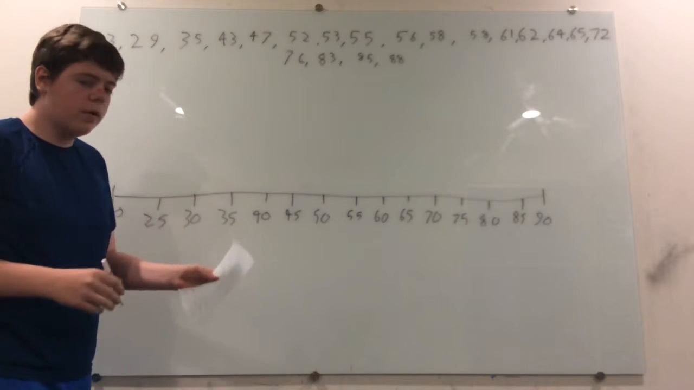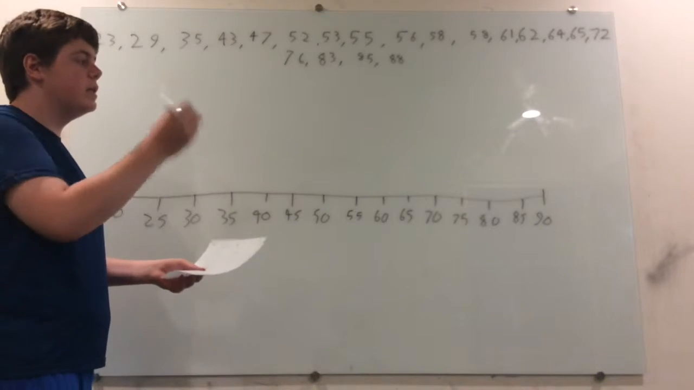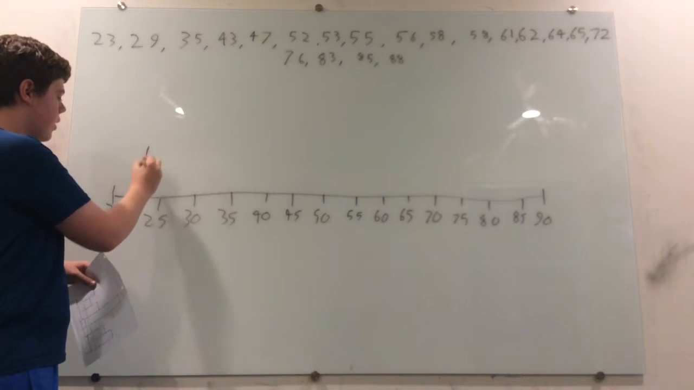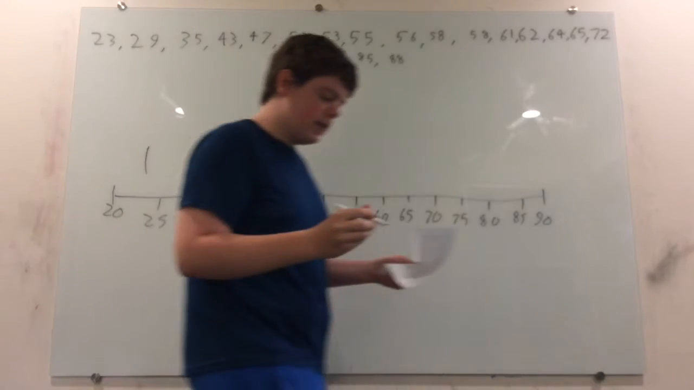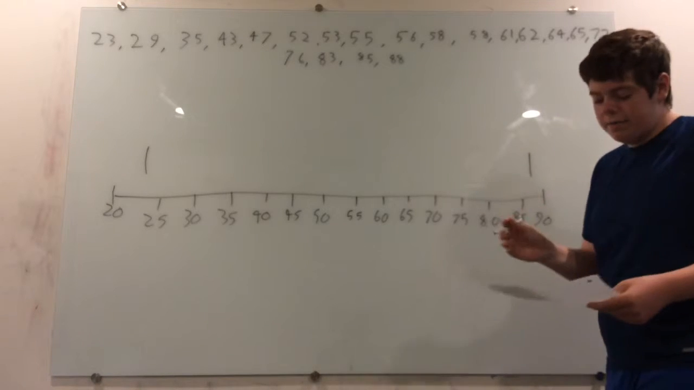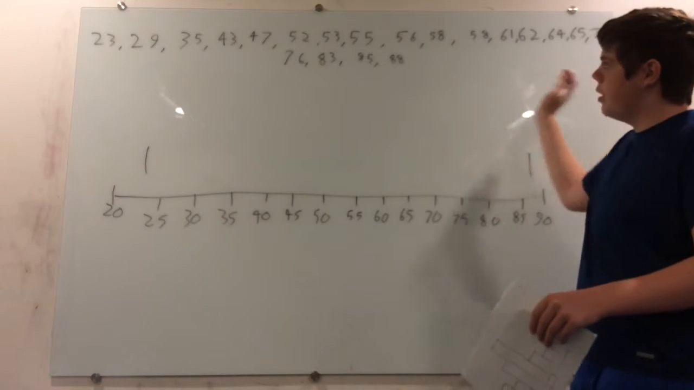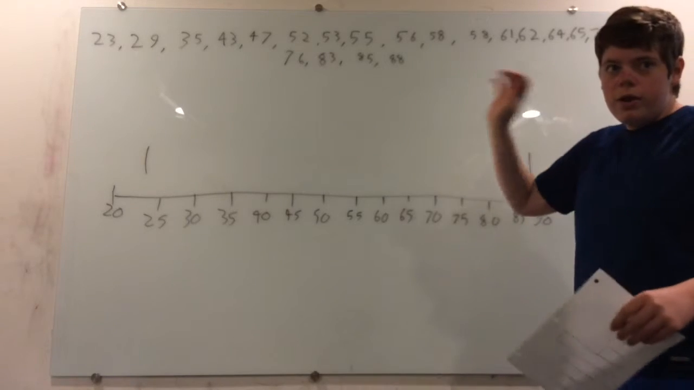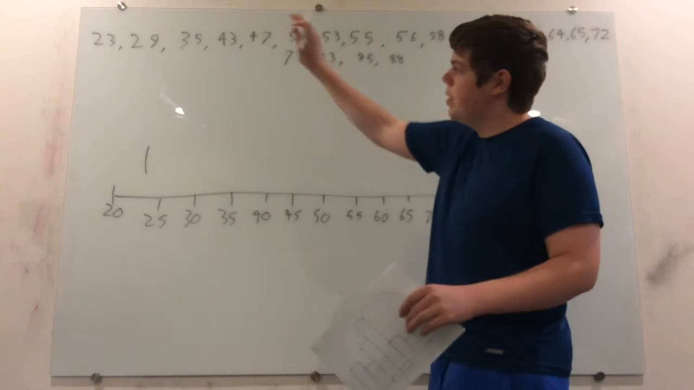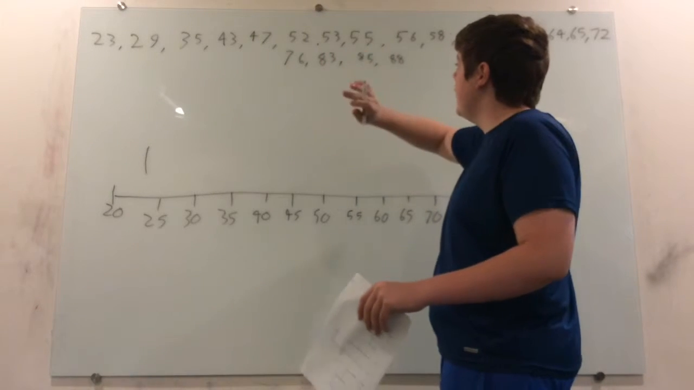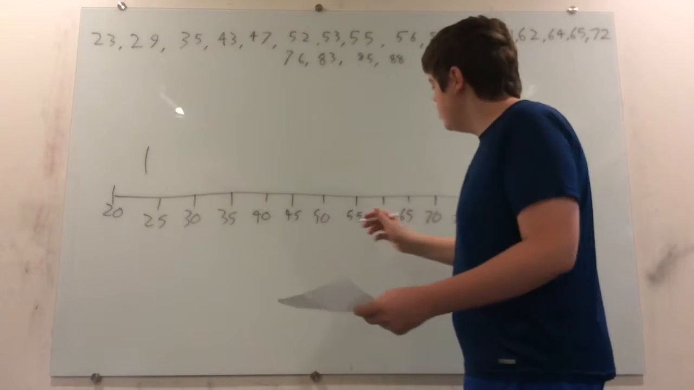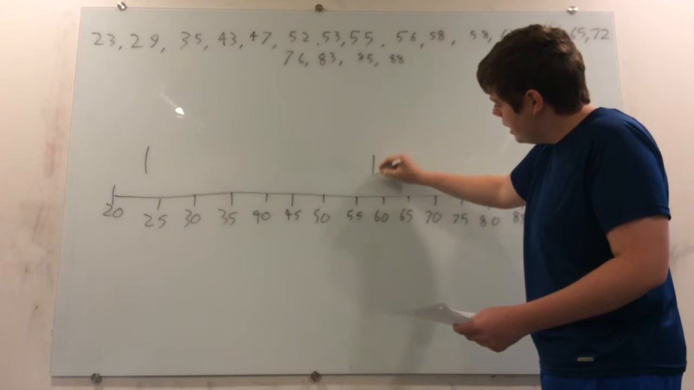What we're going to do now is plot our points on the number line. Our lowest piece of data is 23, which is about here, and our highest piece of data is 88, which is about here. Now we have to find the median of all of our numbers. The way you find this is you cross out the biggest number and the smallest number, and then the second biggest number and the second smallest number, until you find the middle number, which in this case happens to be 58. So 58 on our number line would be about here.